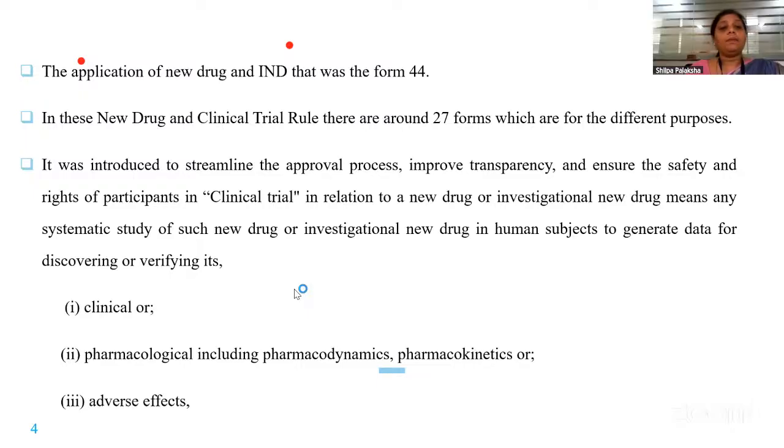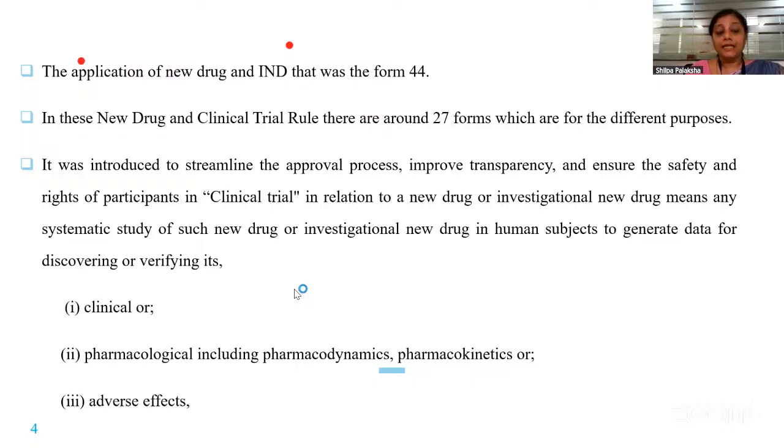So the application of the new drug, an IND, will usually be filled in Form number 44. That is the application number. Whenever we are conducting a trial for a new drug or an investigational new drug, we generally have to use this particular form to fill in the application.